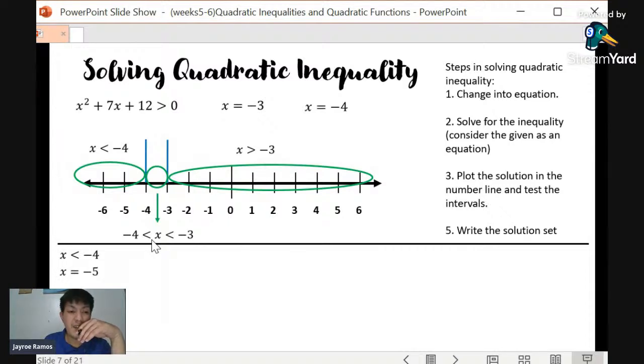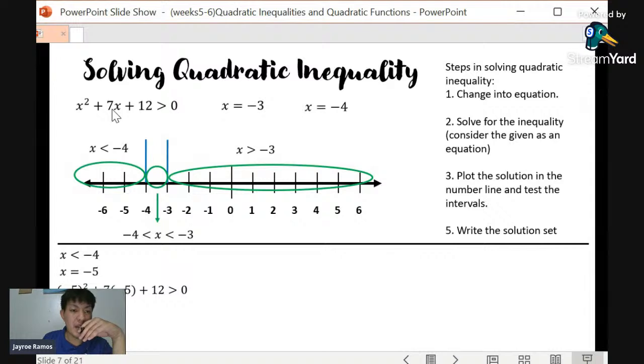Mag-assign tayo ng value. For example, ang x is -5. Okay? Ang kasunod nating gagawin diyan, papalitan natin yung given. Ito yung given natin. Okay? Yung x squared plus 7x plus 12 is greater than 0. So papalitan po natin ng -5 and then after that we're going to solve. Ite-test po natin. Okay?